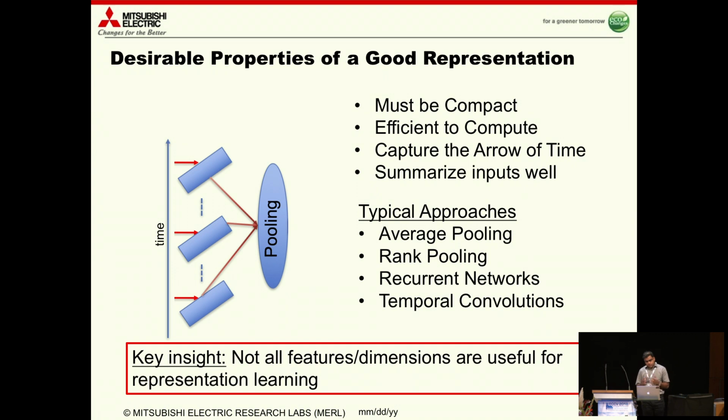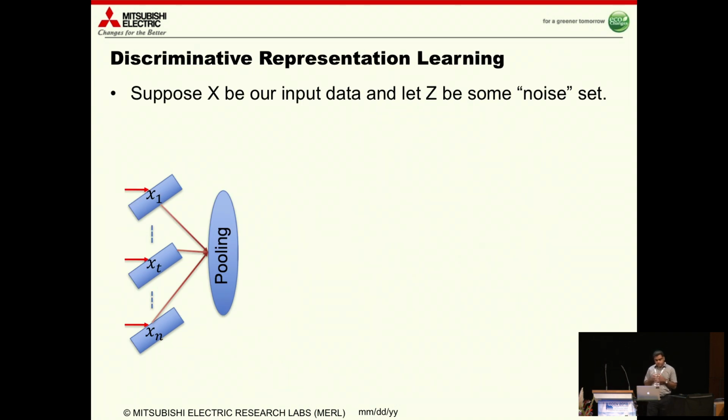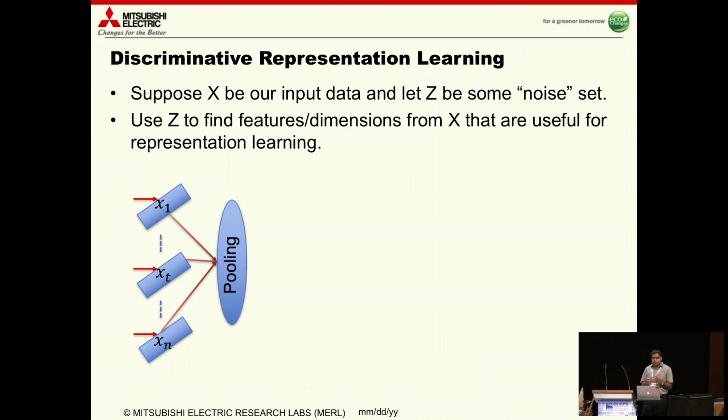So we formalize this problem in the coming slides. Suppose that you are given an input matrix X, which has as columns the features from this CNN model. And suppose that you have access to some sort of noise set, which is a critical component and which I'll get into later on. So let's assume for now that there is a Z matrix, which is a kind of noise set. The idea is to use the Z set to extract useful features from X in some way.